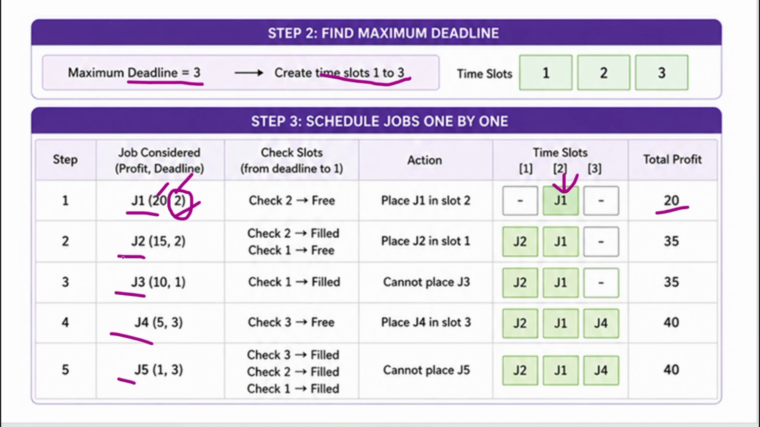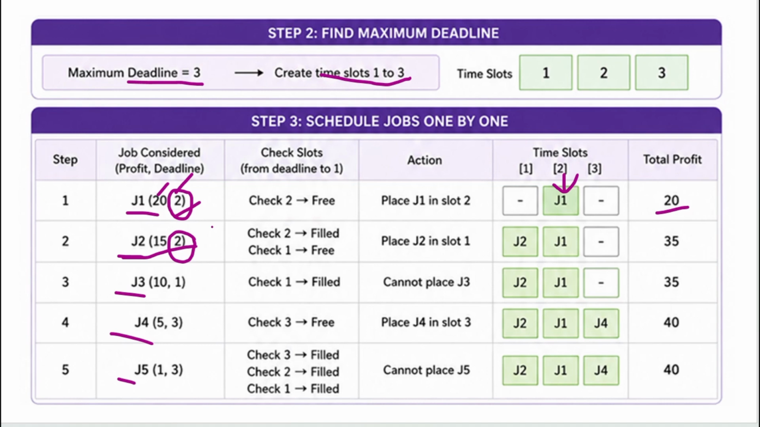Then next, check the next highest profit job. Here the deadline is 2, right? But time slot 2 is already filled, already scheduled for job 1. We cannot schedule this job 2 in that same time slot, right?